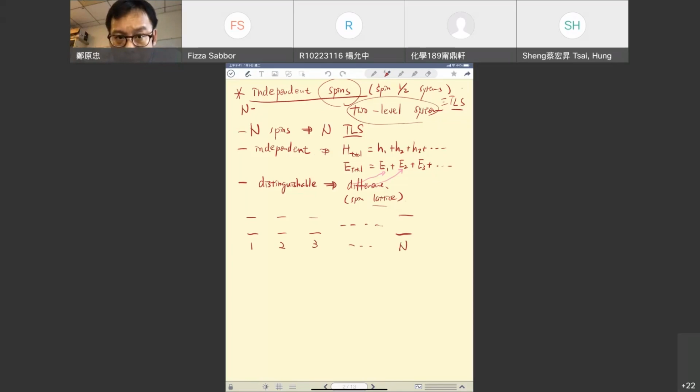In this case, this part is not necessary, but we will assume the energy difference between the ground state and excited state of each spin is the same. So we assume that this energy gap here is S. So this S is the energy gap.